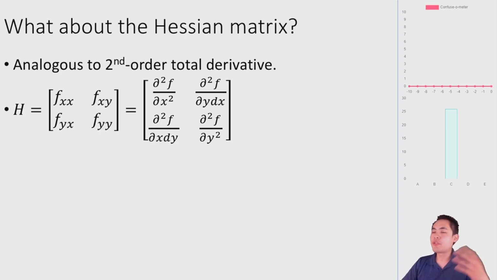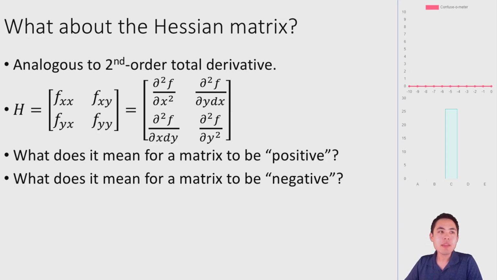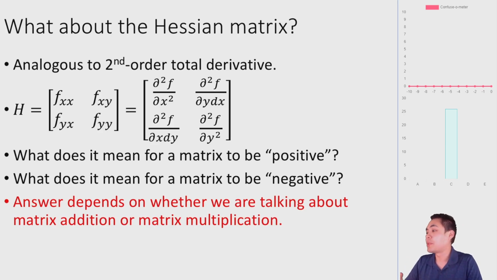But of course, when you have a matrix, it's harder to define what you mean when you say something is positive. What does it mean for a matrix to be positive? Or what does it mean for a matrix to be negative? The answer depends on whether we're talking about matrix addition or multiplication. If we're talking about addition, a matrix is positive if all the entries are positive, which is what we just checked.